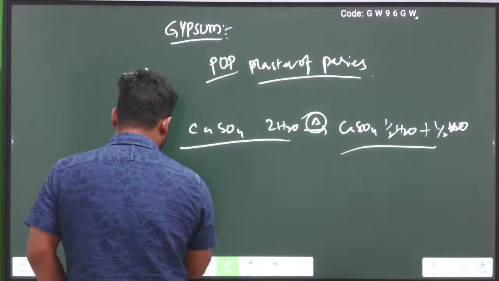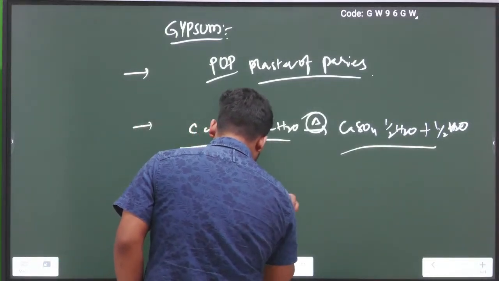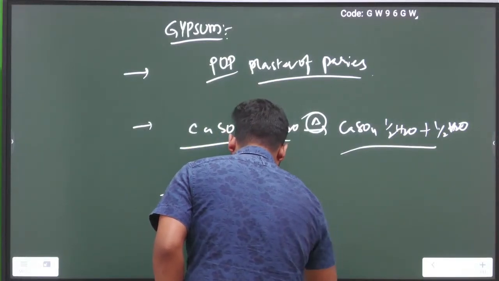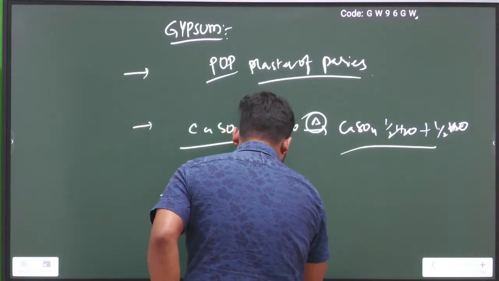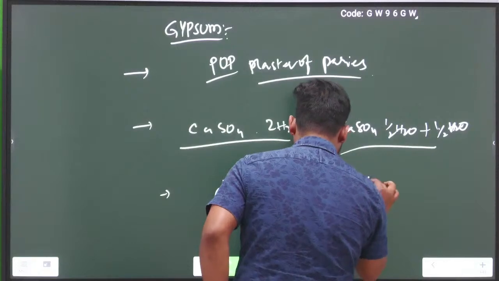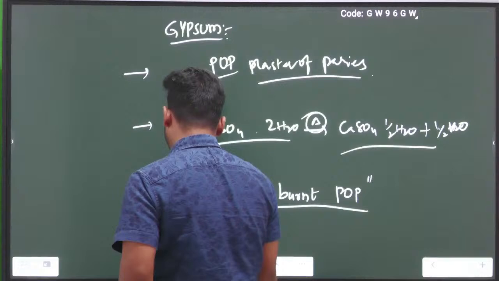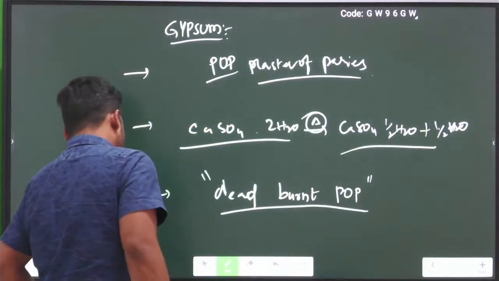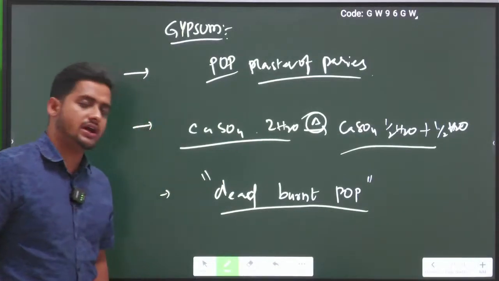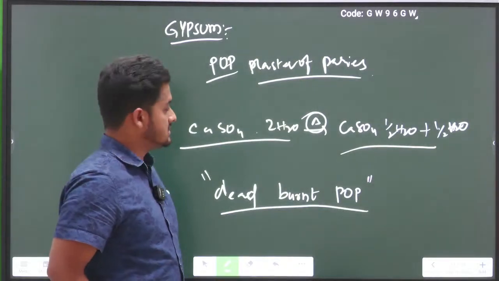Dead burnt plaster of Paris. These plaster of Paris are nothing but dead burnt plaster of Paris. They are used as supporting agents for your bones and fractured muscles.